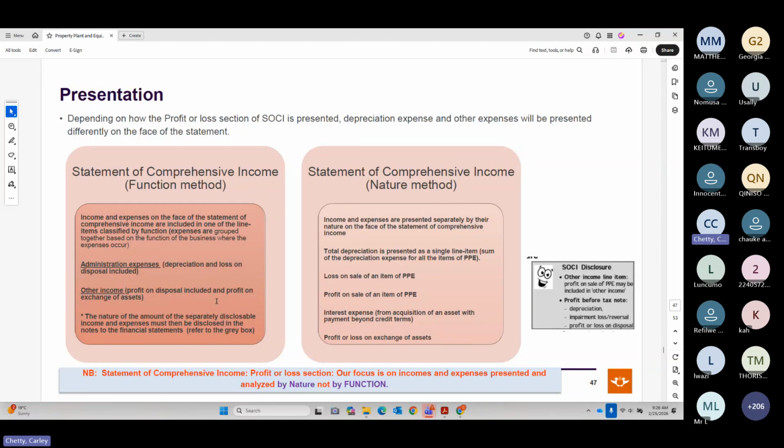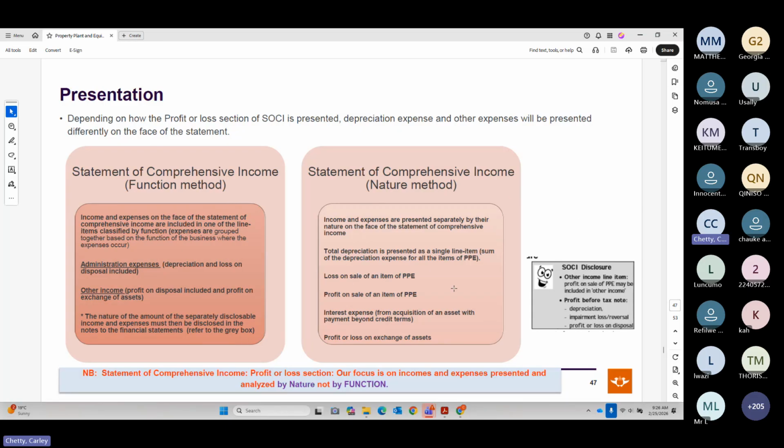Then profit on disposal will be included under other income. So the nature of the amount of the separately disclosable income and expenses must then be disclosed in the notes to the statement. Okay.